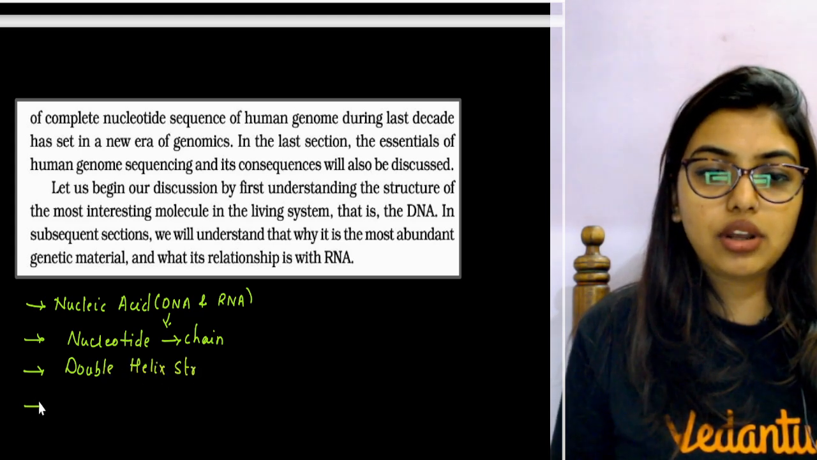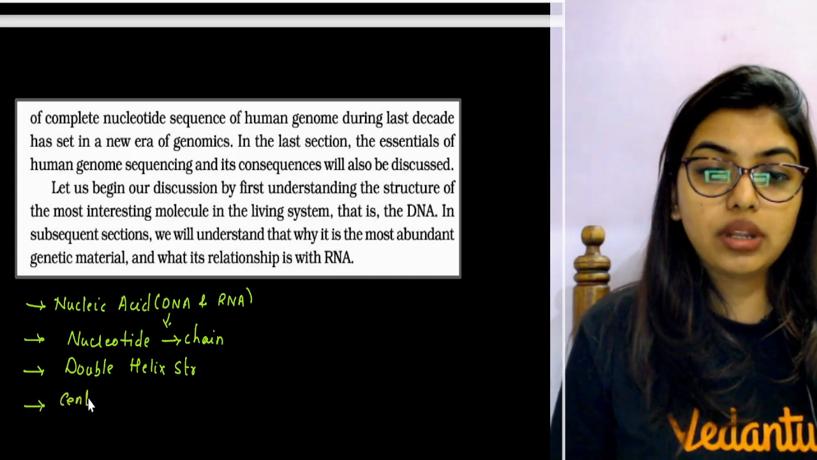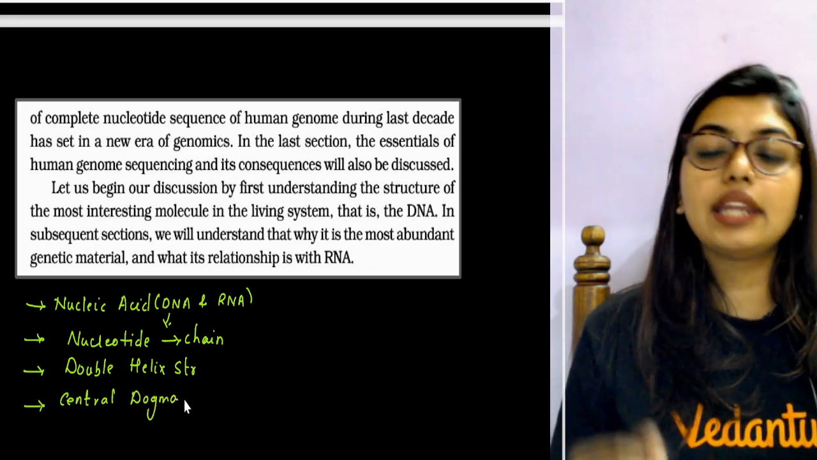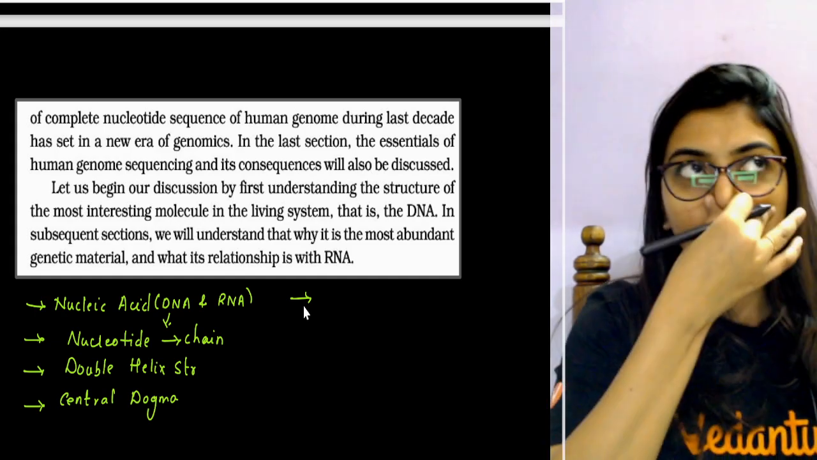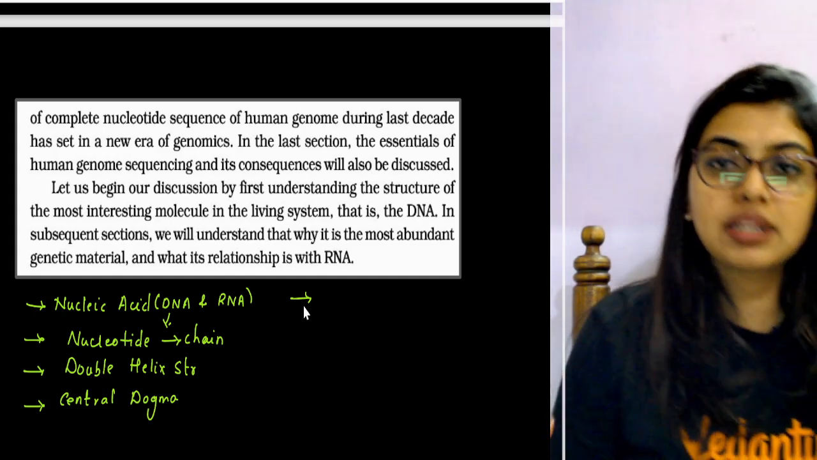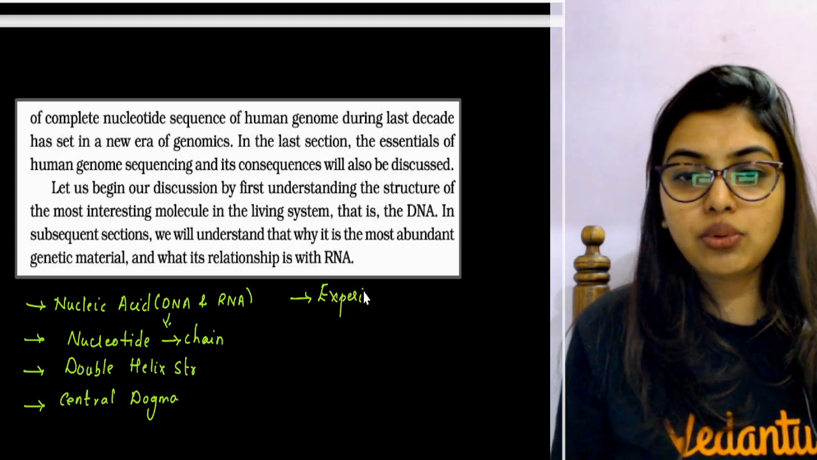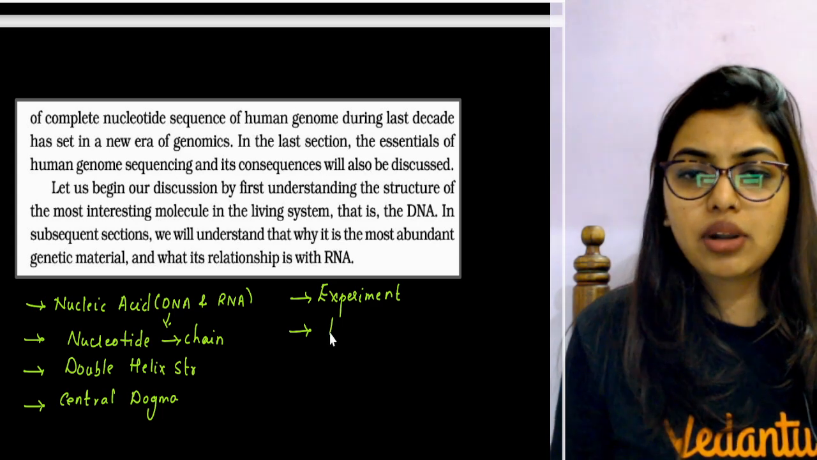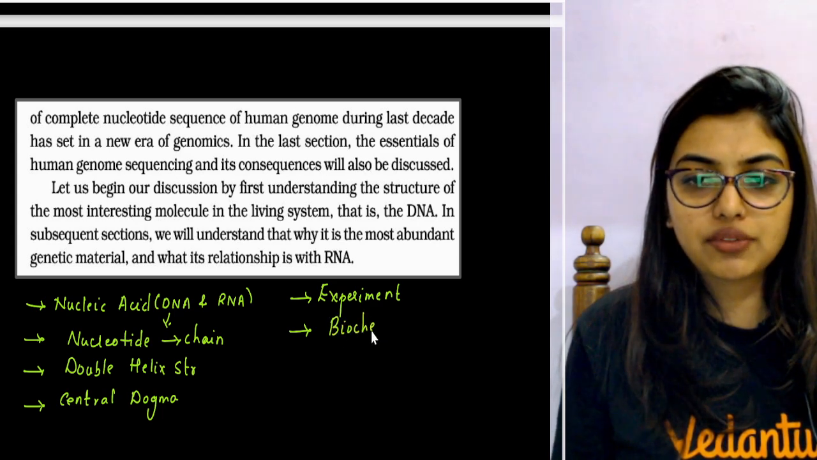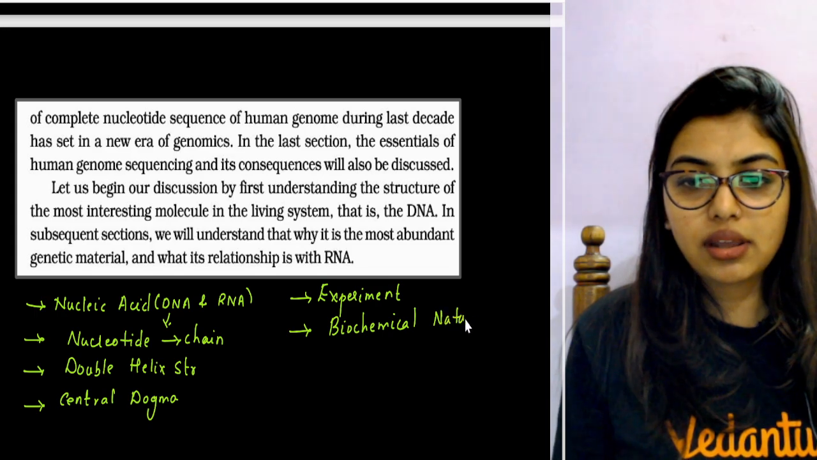Then you will learn a lot about the central dogma, how the information is passing to us, or how we are inheriting each of the characters. You learn a lot about the different experiments that were done to make sure that DNA was the genetic material. Then you will learn how they found the biochemical nature of them, and much more.